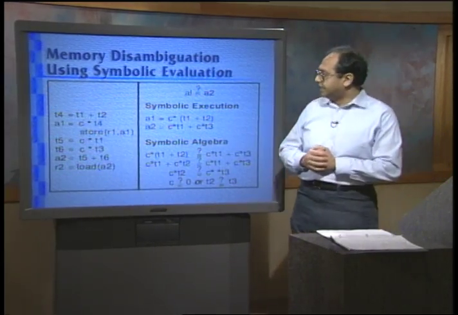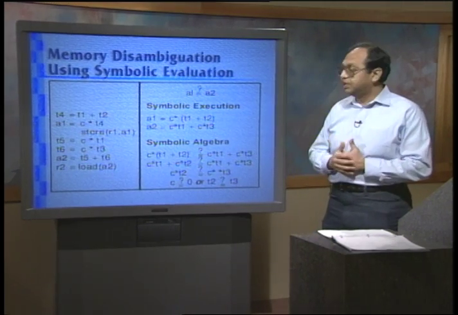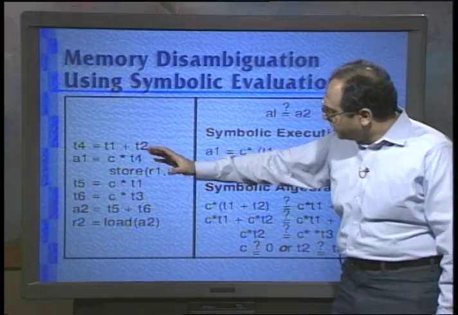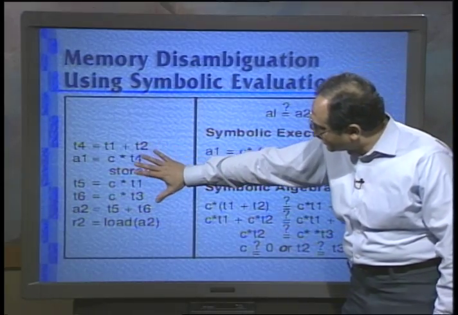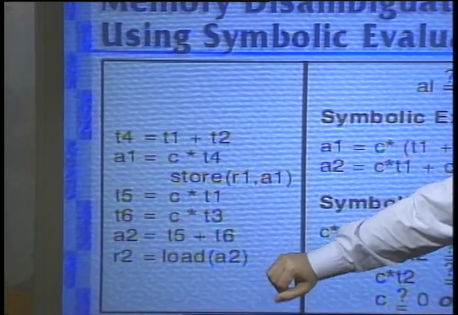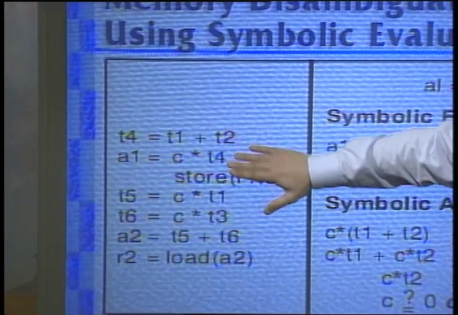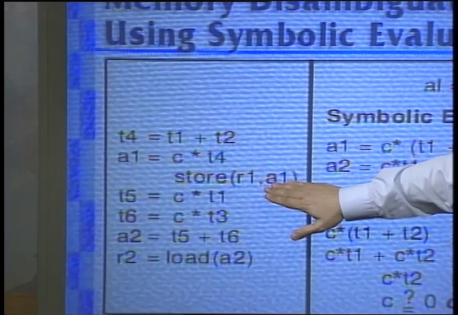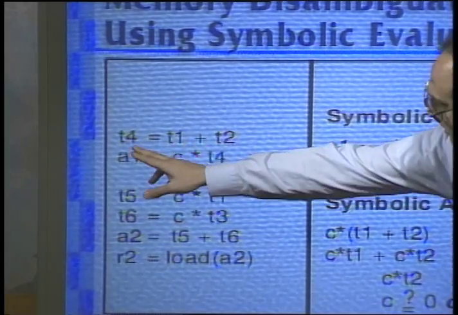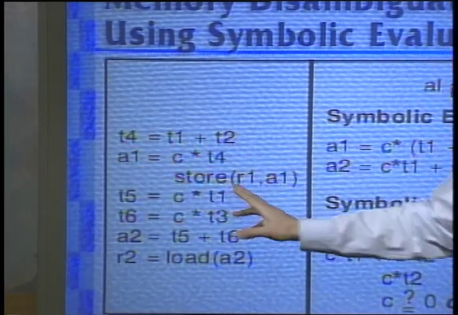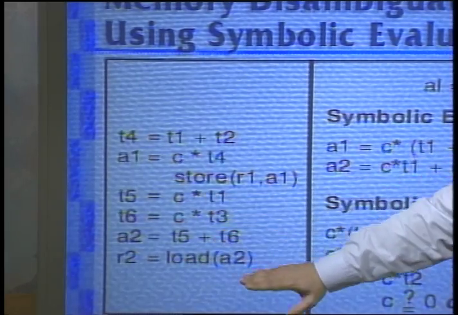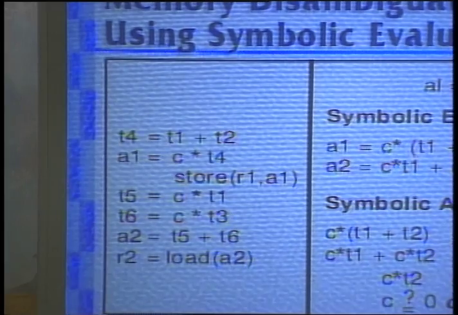To go beyond that, we need to do what is essentially symbolic evaluation. And let me illustrate it with this example. Over here, we have a store and a load. And these statements up here compute the address of the store. So we add T1 to T2, get T4, multiply by C, get A1, and that's the address over here. And similarly, these operations over here are computing the address of the load.